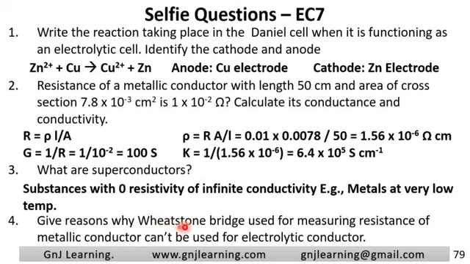Give reason why the Wheatstone Bridge used to measure resistance of a metallic conductor can't be used for an electrolytic conductor. There were two problems in using that. One was that using DC current will decompose the electrolytic solution, and the second one was that we cannot connect an electrolytic solution the way we connect a metallic conductor. So these were the two differences.